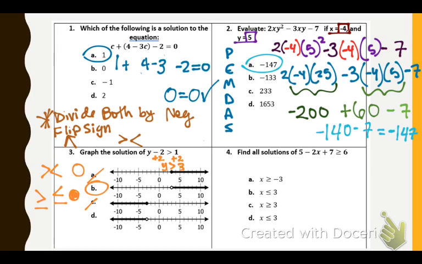In number 4, we do the same thing, similar at least. We got 5 minus 2x plus 7 is greater than or equal to 6. What do we do first? Combine like terms. 5 and 7 make 12. Minus 2x is greater than or equal to 6. Next. Sure. Yep, you're right. Justin, what do we do last?